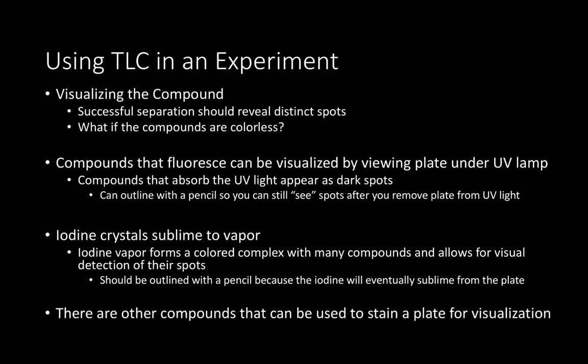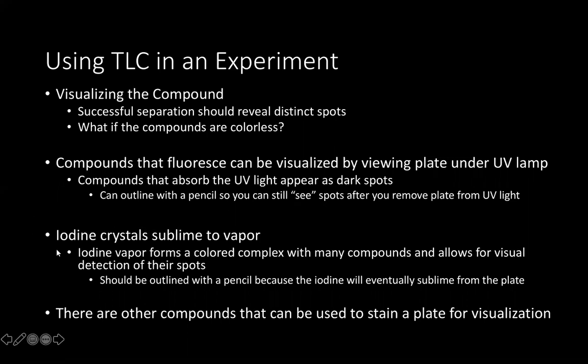Compounds that have this ability to interact with UV light tend to have conjugated double bonds. That's a double bond, single bond, double bond, single bond in a pattern like that. A lot of times the conjugated double bonds will be in rings, but they can also be in acyclic structures as well.